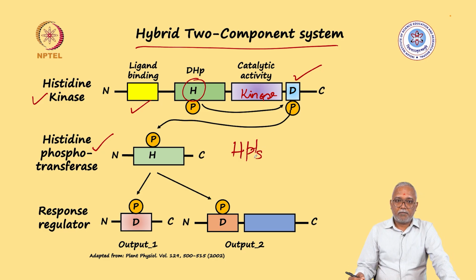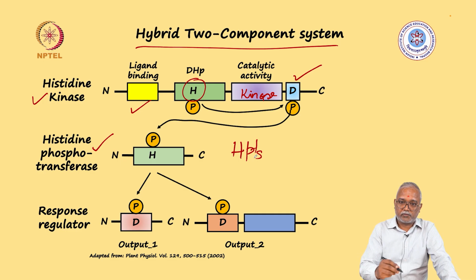So, the hybrid two-component system will involve another component which is histidine phosphotransferase. So, you can say that it is no more a two-component system, rather a three-component system, right? But this solves the deadlock which will be there in the phosphotransfer event.